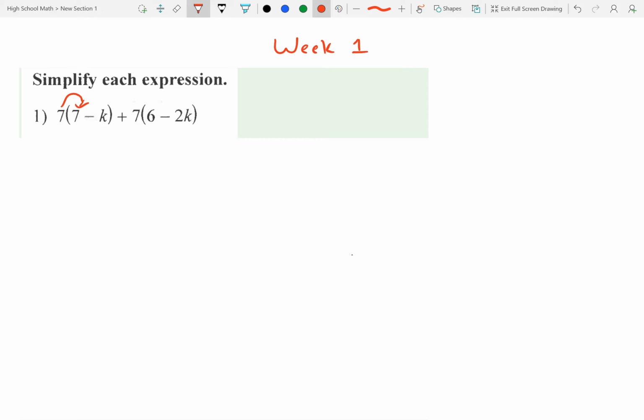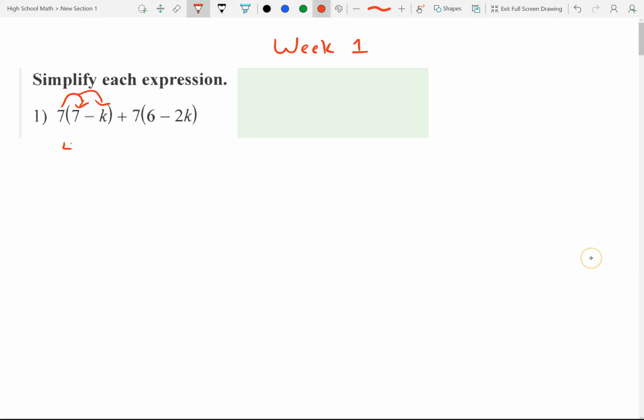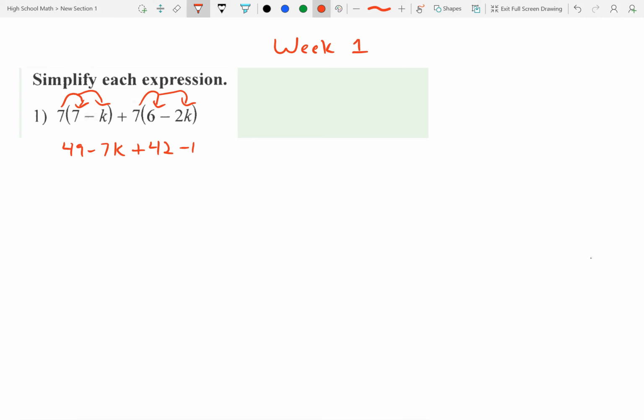Taking the 7 outside the parentheses and multiplying by both terms inside leaves us 49 minus 7k. Distributing this 7 times 6, 42. 7 times minus 2k is a minus 14k. Now we should combine like terms. That's the same variable to the same exponent. In this case, k is like k, and the constant is like the constant.